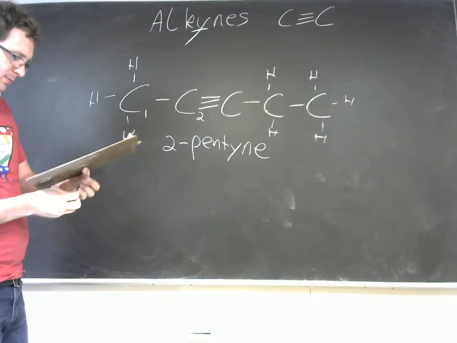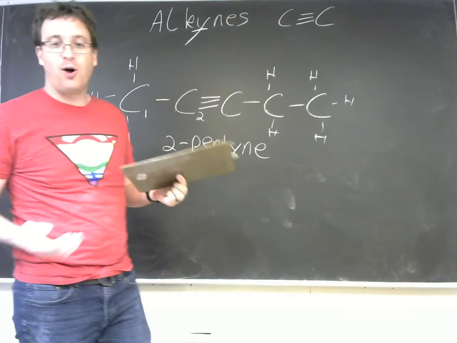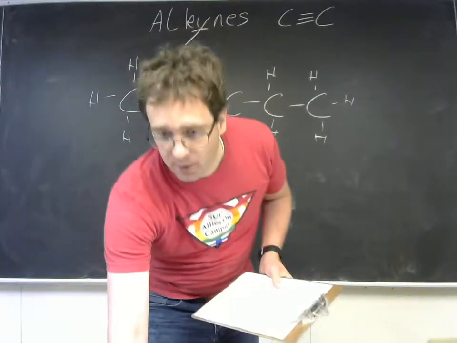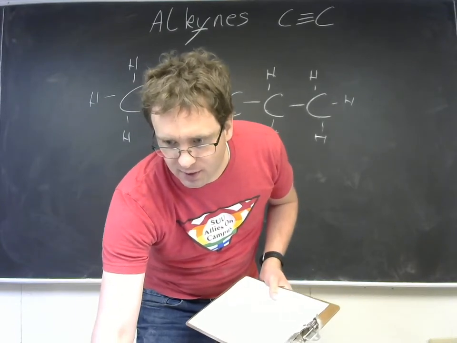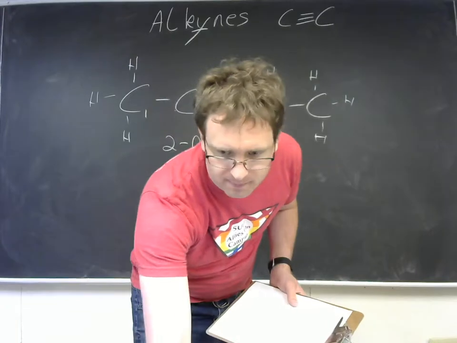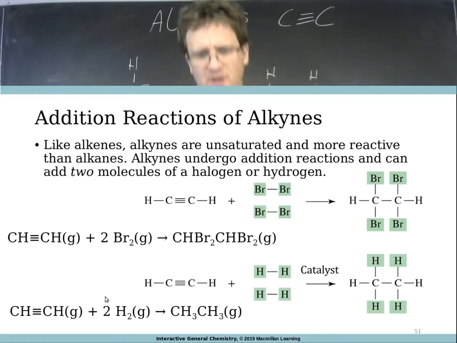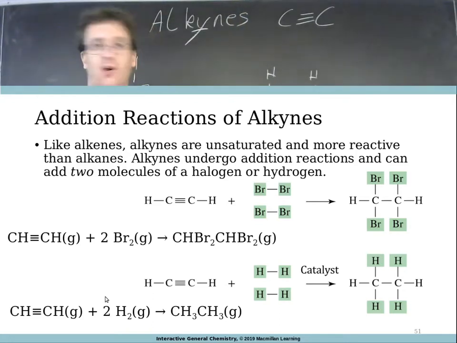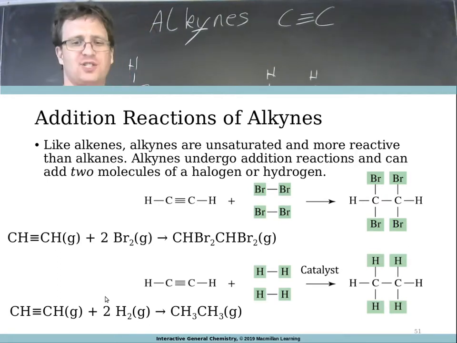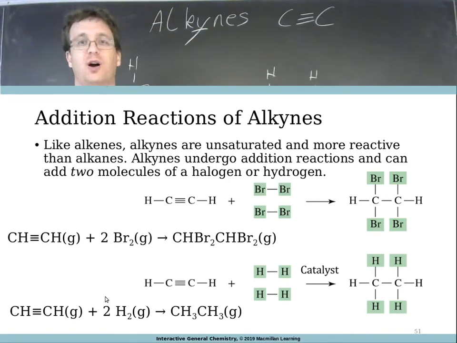So alkynes can undergo the same sorts of addition reactions that alkenes can undergo, with a few additions. So you can add 2 pairs of atoms across that triple bond. Essentially, you would first add 1 bromine molecule and convert that triple bond to a double bond, and then you add the other bromine molecule across that double bond.